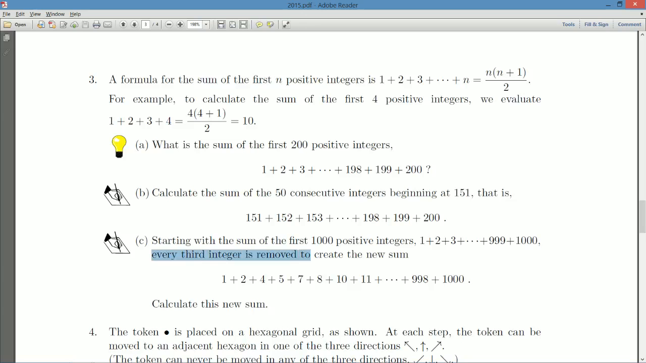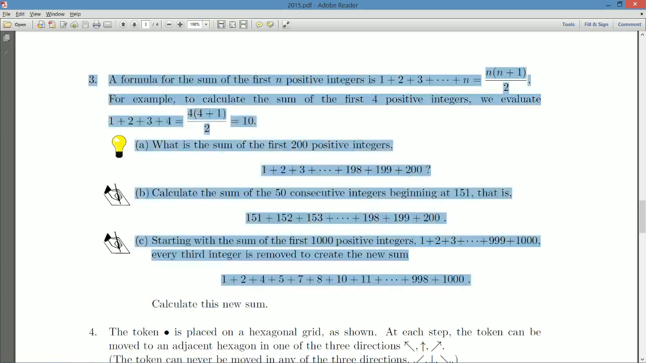Every third integer is removed to create the new sum, 1 plus 2 plus 4 plus 5 plus 7 plus 8 plus 10 plus 11 all the way up to 1,000. So you'll notice they're missing 3, they're missing 6, they're missing 9, they're missing 999. Every multiple of 3 has been taken out. They're asking us to calculate this new sum.